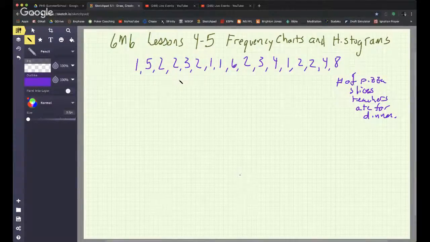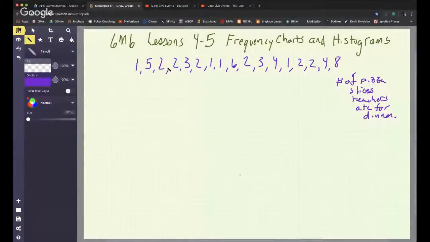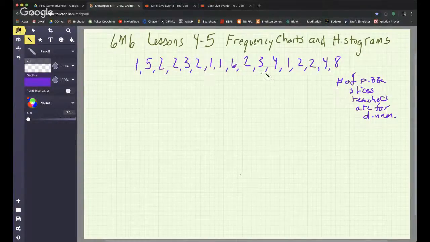So let's talk about frequency charts and histograms. We talked about dot plots yesterday as a way of looking at and analyzing data. Histograms are kind of like dot plots, but they look a little bit different. They're bar graphs instead of dot graphs. And frequency charts can also be pretty useful in terms of finding out information about the relative number of responses we're getting.